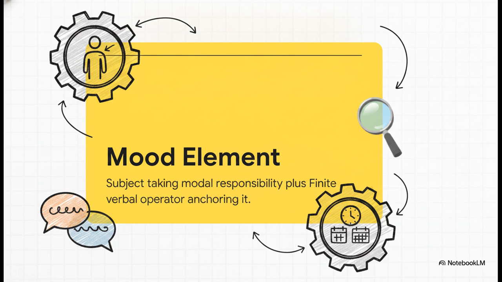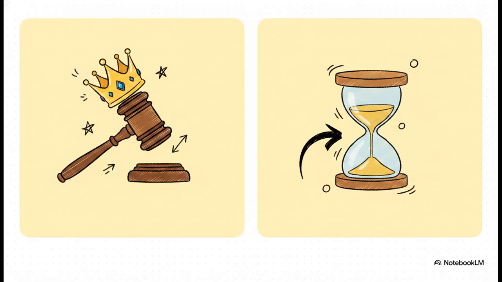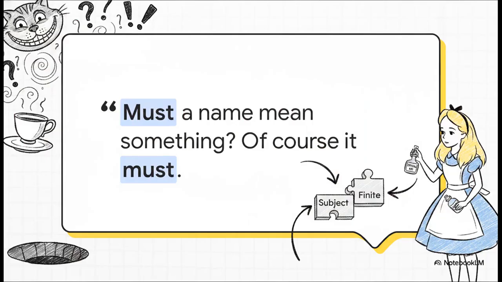This mood element, it is the true engine of the argument. It's the exact piece we toss back and forth when we debate a point. And you can see exactly how the subject takes the blame or the credit for the argument's validity, while the finite strictly anchors it in the here and now. For instance, if I say, "The Duke has given away the teapot," the Duke is the one on trial for the statement's validity, and has grounds that action right in present relevance.